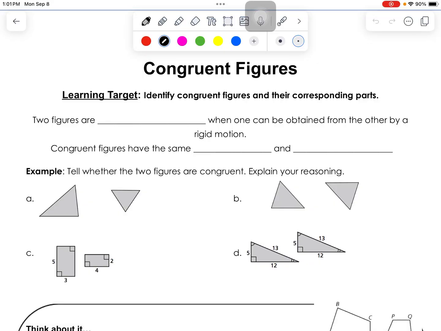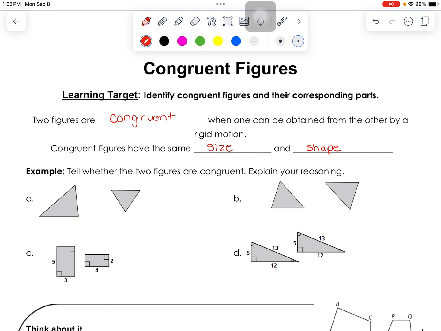Alright guys, today we are going to look at congruent figures. So our goal today is to be able to identify congruent figures and their corresponding parts. So what we need to know here is two figures are congruent when one can be obtained from the other by a rigid motion. Congruent figures have the same size and shape.